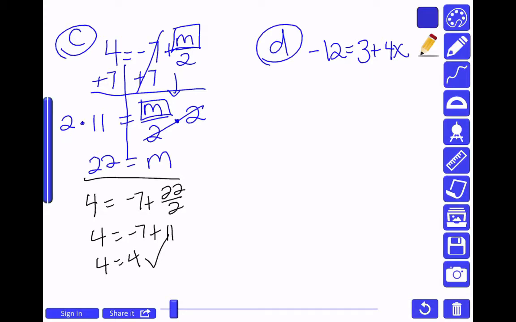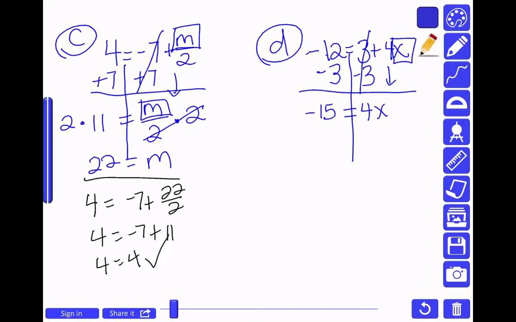Last example here, negative 12 equals 3 plus 4x. Identify my equal sign, identify my variable. Get rid of the constant, that's a positive 3, so I'm going to subtract 3. 3 minus 3 is 0. My 4x comes down. This is negative 12 minus 3, which is negative 15.